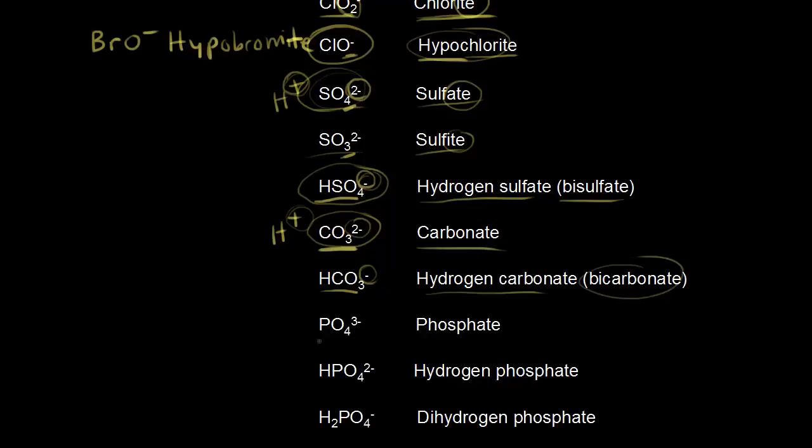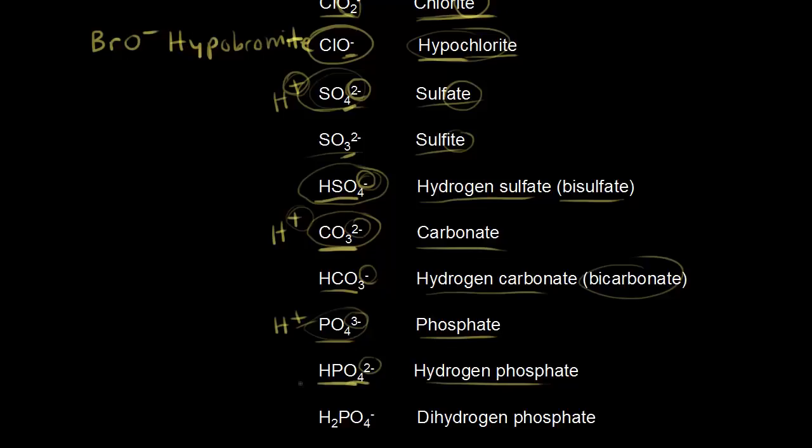Next, we have PO4 3 minus, which is called phosphate. If we add on an H plus to phosphate, right, think about what we would get. We would get HPO4, and then instead of 3 minus, we're adding on a positive charge, so we get 2 minus. So we call this hydrogen phosphate.